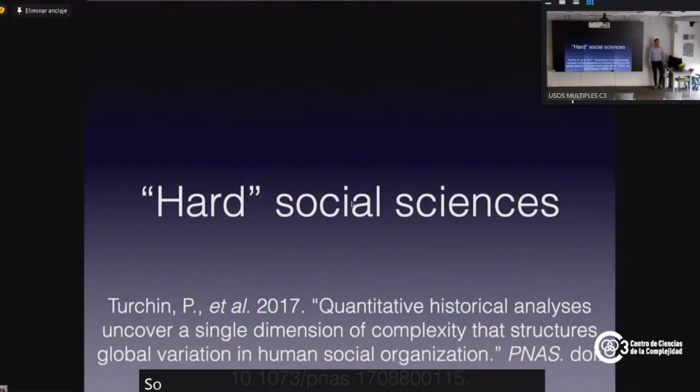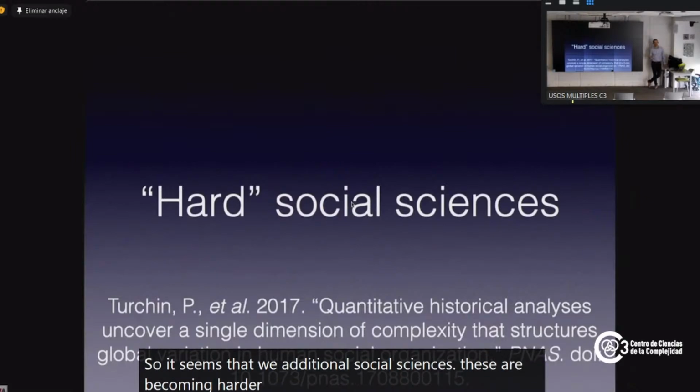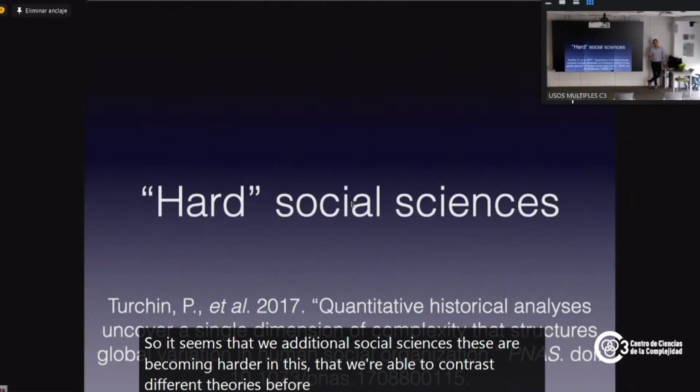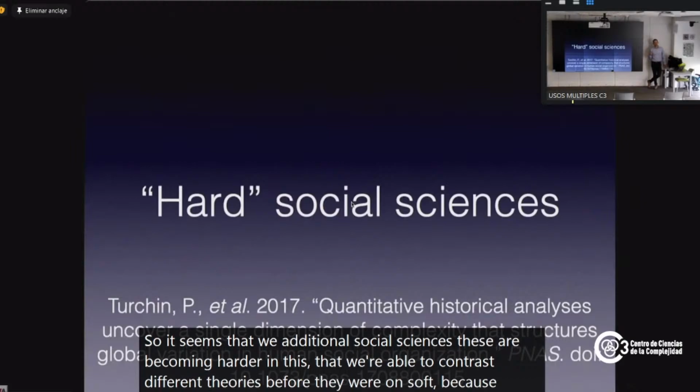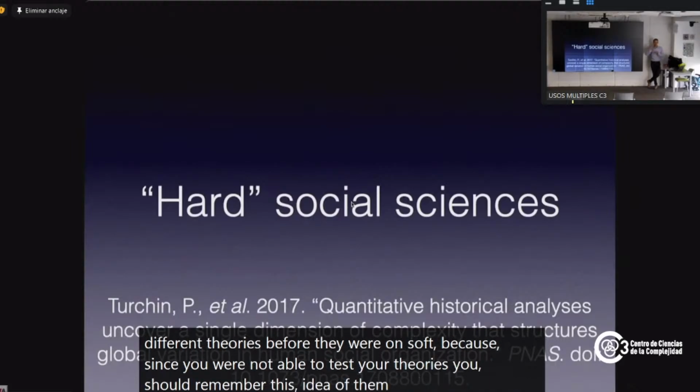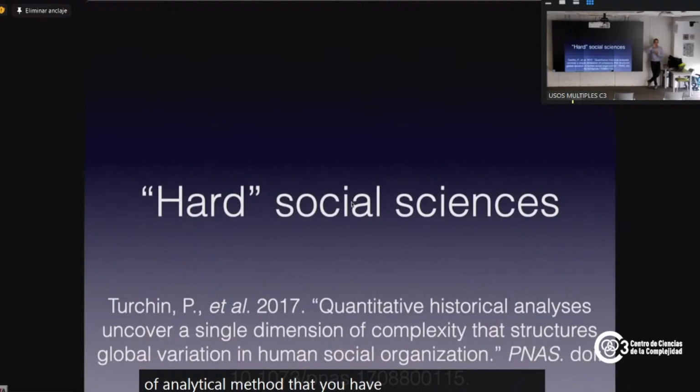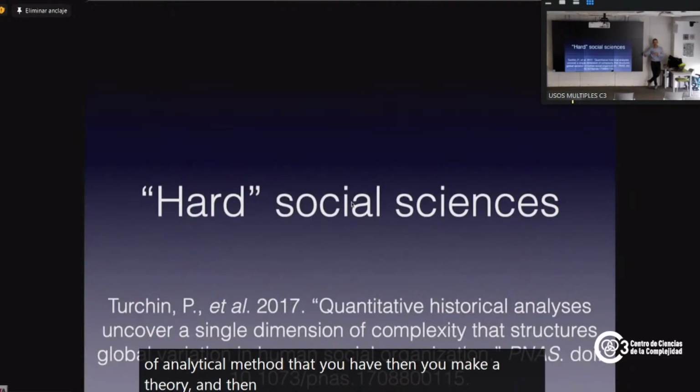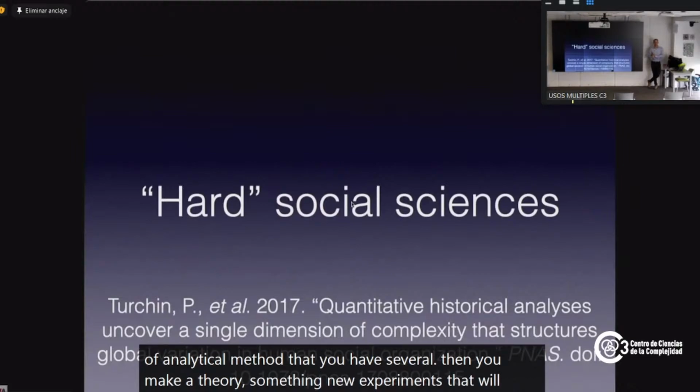So it seems that with computational social sciences, these are becoming harder in the sense that we are able to contrast different theories. Before, they were called soft because you were not able to test your theories. You should remember this idea of the analytical method: you have an observable, then you make a theory, and from that theory you make predictions, and then you observe some new experiments that will validate your theory.